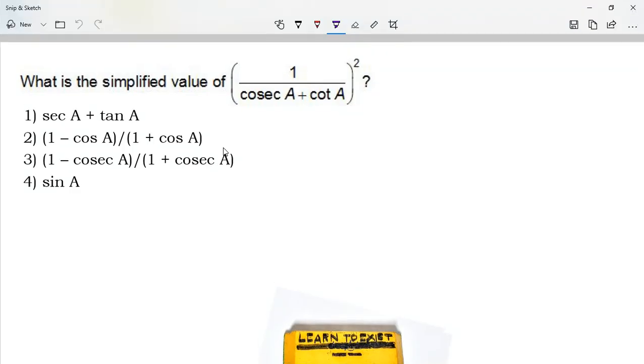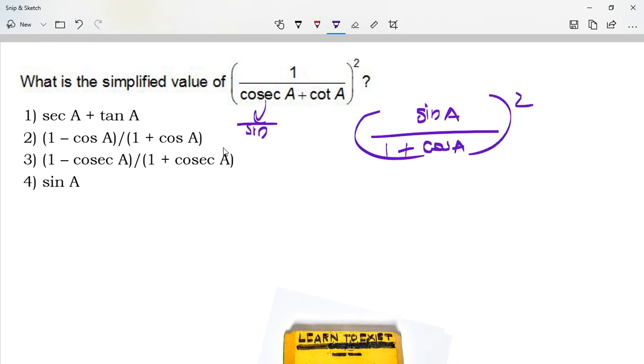What is the simplified value of this one? Okay. Cosec A and cot A both have sine terms in the denominator, right? Both are 1 by sine terms. Okay, so I am multiplying all the terms with sine A. Inside the bracket, I am going to multiply every term by sine A. So I will get sine A into cosec A will be 1, and sine A into cot A will be cos A, and the square is asked. So sine A by 1 plus cos A.